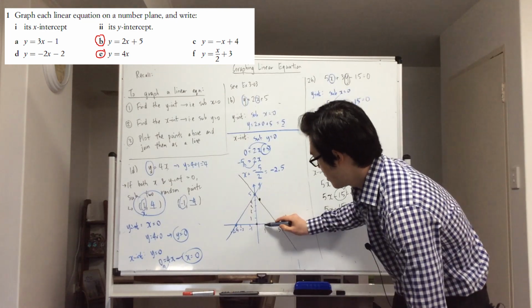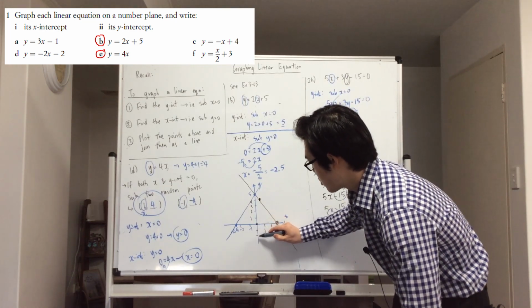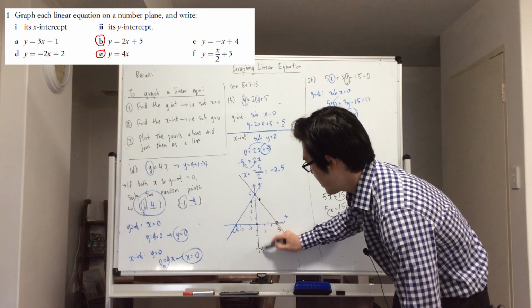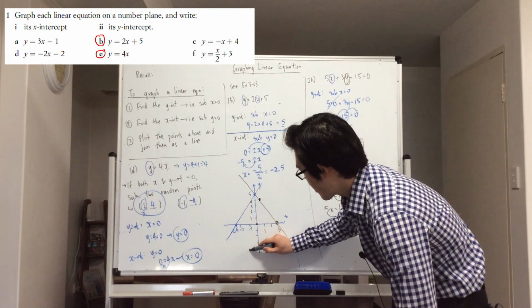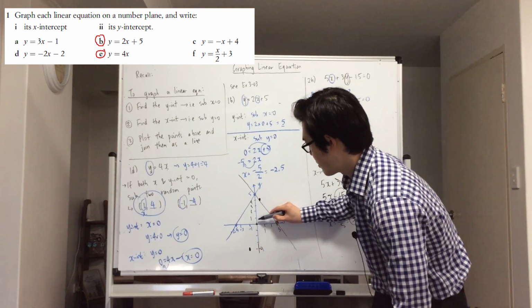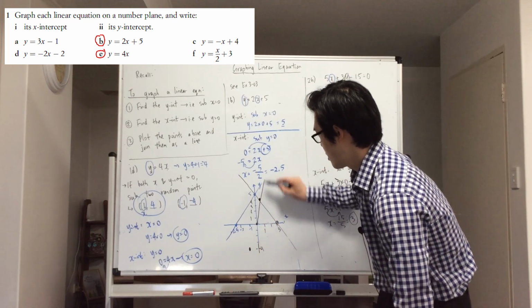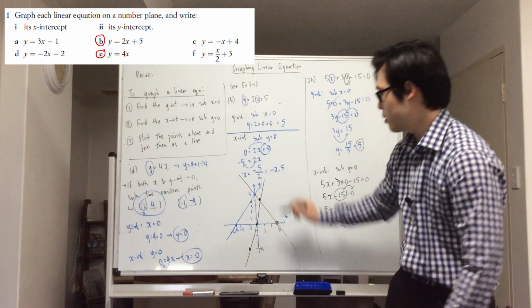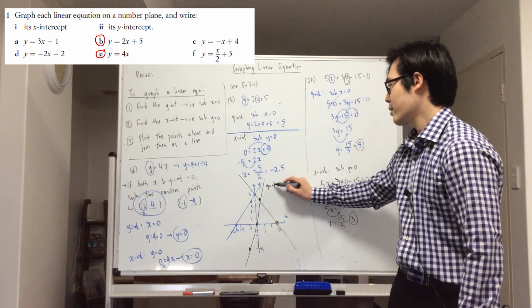Minus 1 and minus 4. So minus 1 and 1, 2, 3, 4. Let's say minus 4 is there. That's here. That means it has to go through these 3 points. Yeah, because remember we had the zeros. So this is your y equals 4x line, okay?